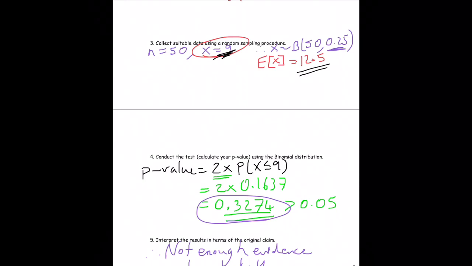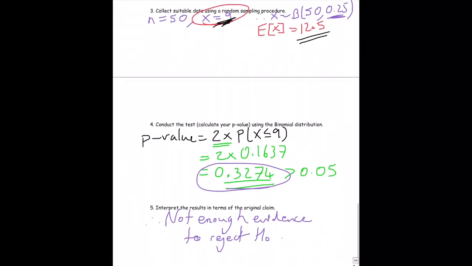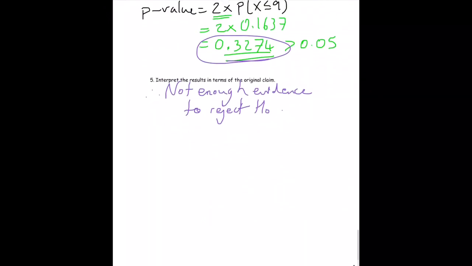So that's still quite likely, actually. So it may be true. They may be telling the truth. So I'm just going to say I don't have enough evidence to reject H0. Therefore, something in context as well: we can assume that 25% of people use a credit card in this supermarket. Something like that.